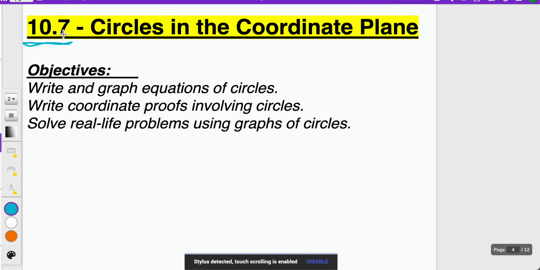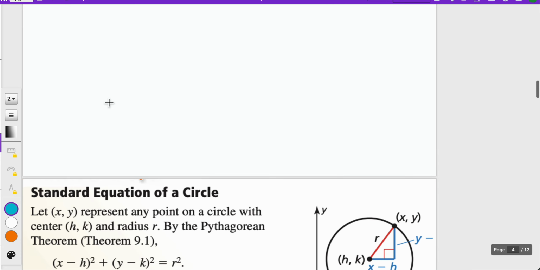Today we're looking at lesson 10.7, circles in the coordinate plane. Some things we're going to touch on today: how to write and graph equations of circles, write coordinate proofs involving circles, and then solve some real life problems using graphs of circles.